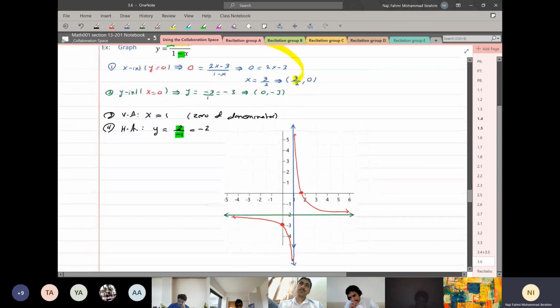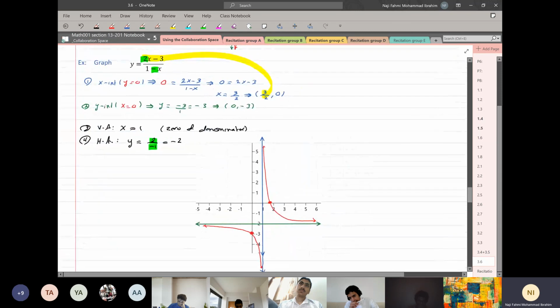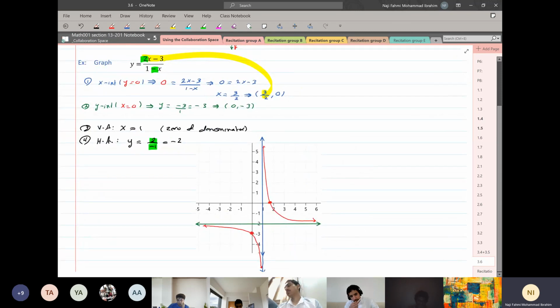If you have a question about the graph, raise your hand. We'll stop here today. Continue our lecture next time.